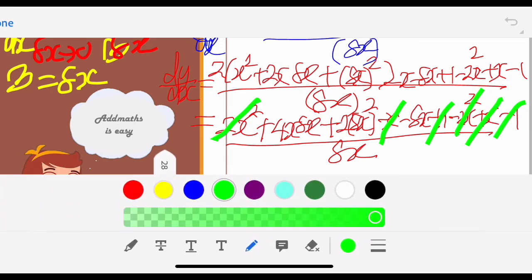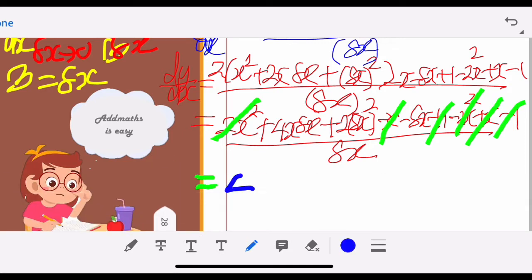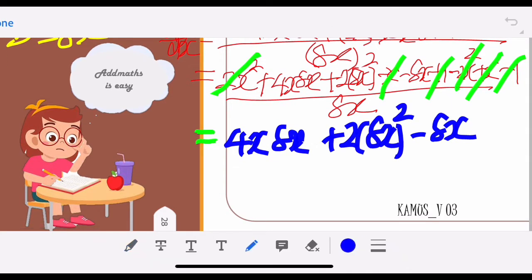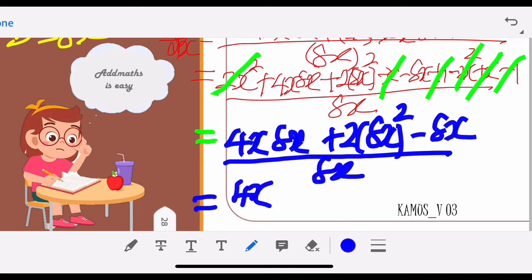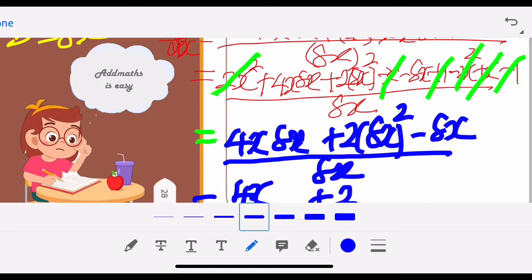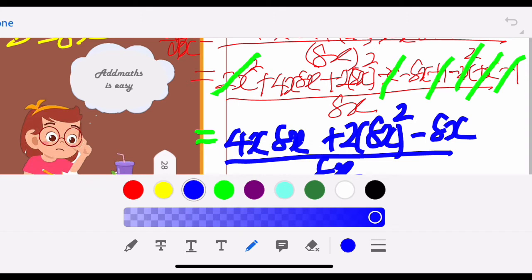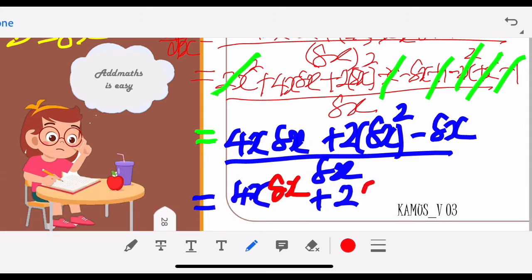The balance should have 4x delta x plus 2 delta x squared, and then minus delta x. Don't forget you must divide by delta x. So now we divide like this. I'm going to show you that delta x represents one letter, so I use delta x here, this one is delta x squared, this is minus delta x.